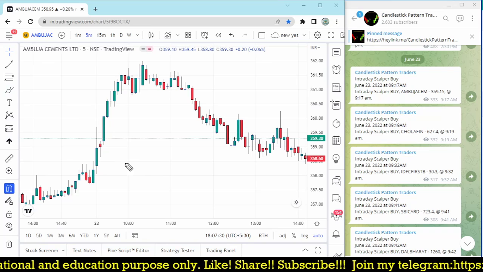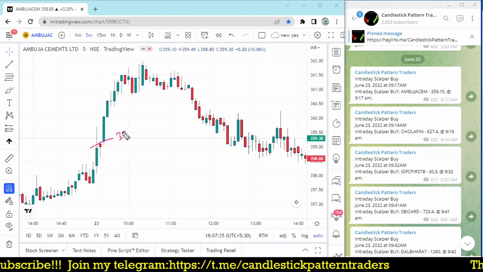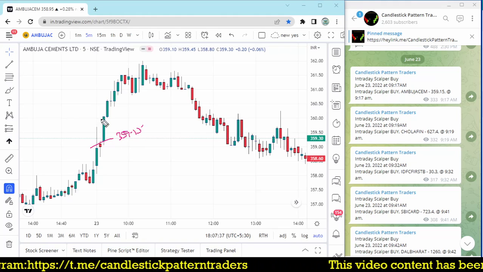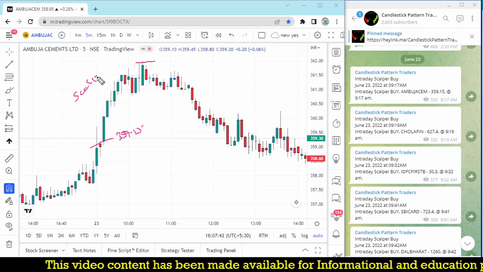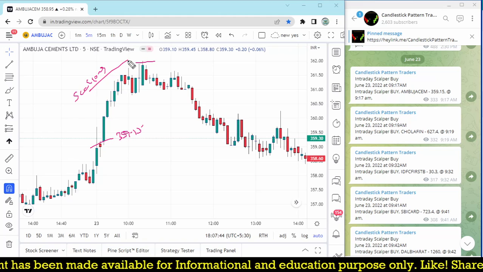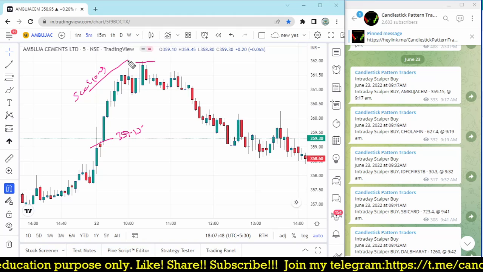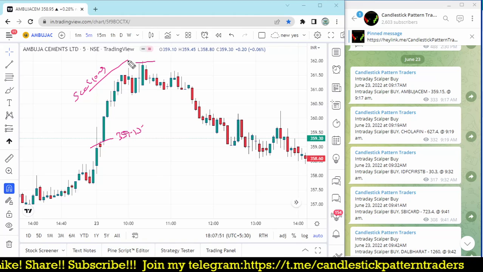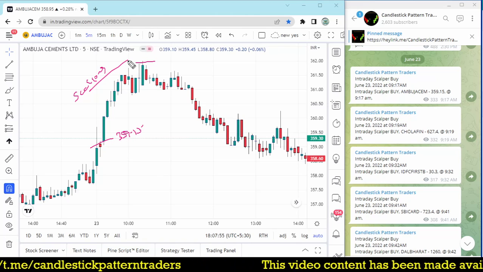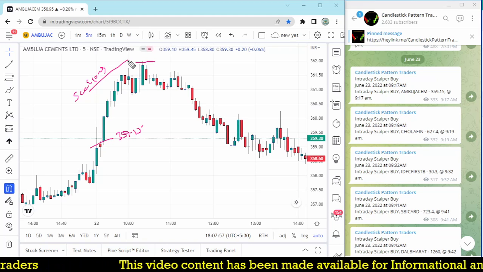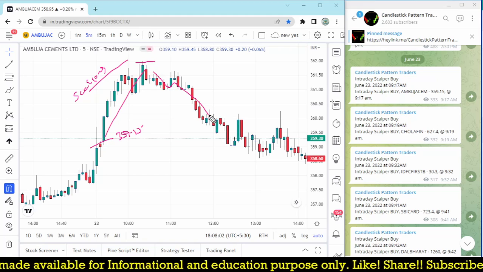This is a 5 minute candle, and 359.15 is the entry point, and after that it was a quick move. That is why we call this a scalper: a quick entry and exit. Anytime the signal triggers, it is automatically updated on Telegram. Once you see the alert on Telegram, you can go and check the charts. That is the concept we use. After this kind of movement, the market started falling down.